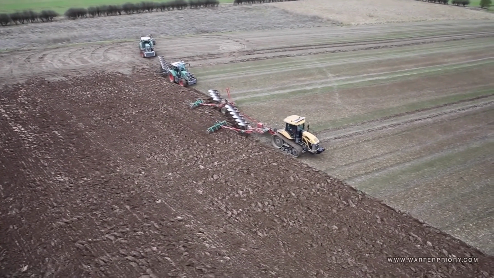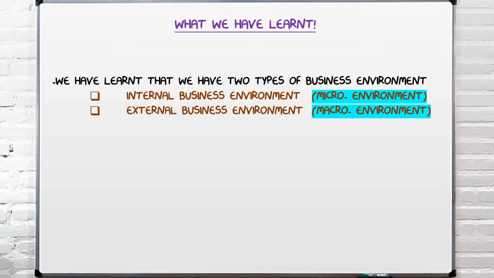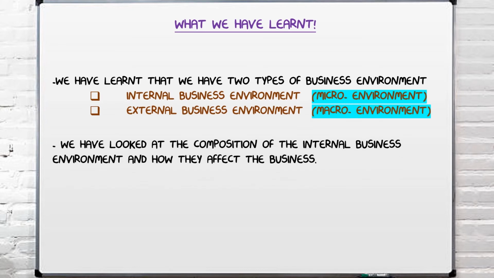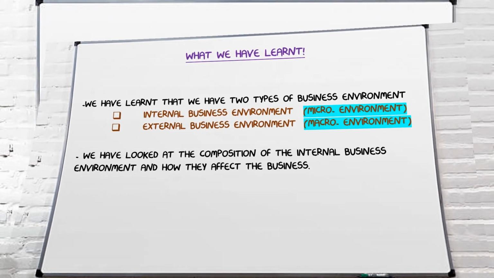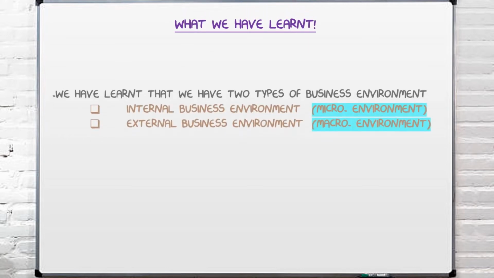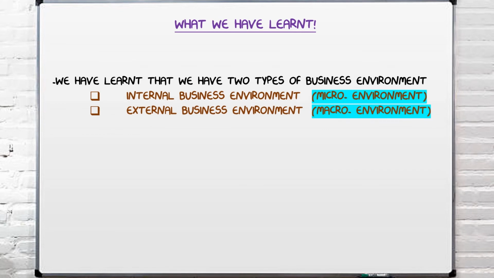We have indeed come to the end of today's lesson, and we have gotten an opportunity of continuing with the topic of business and its environments. We have looked at the two types of business environments that we have, that is the internal business environment and the external business environment. These are also referred to as micro environment and macro environment respectively. We have also looked at the composition of the internal business environment and how they affect the business. We have looked at 4 of these factors, and basically how they do affect businesses.